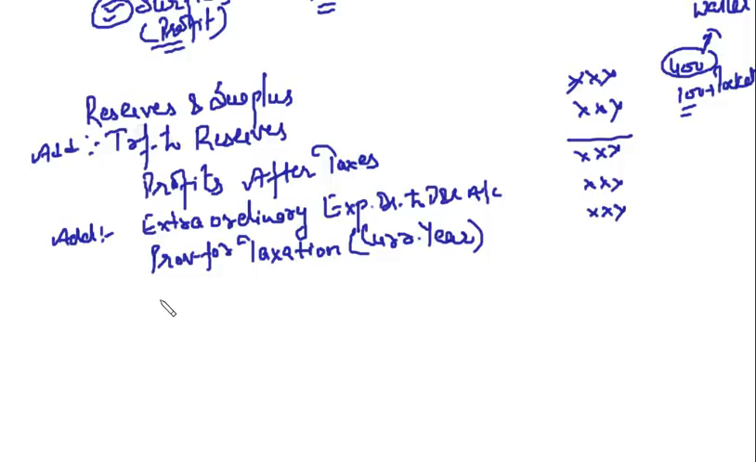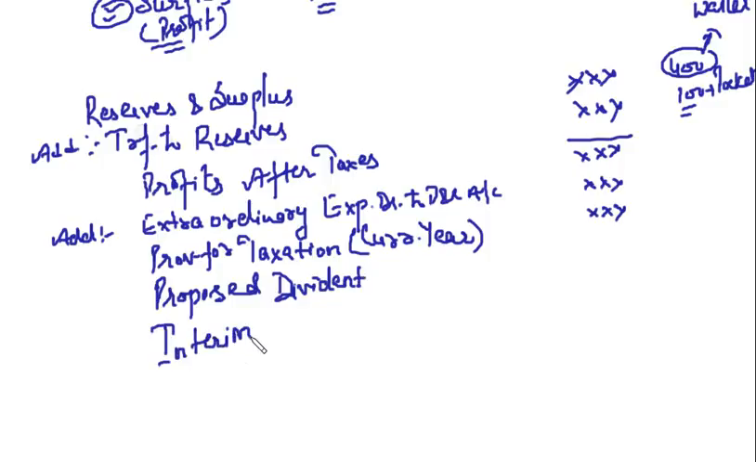Then I will add here two more things. One is proposed dividend, right, and interim dividend. Now, what is proposed dividend? To whom is the dividend payable? First of all, the dividend is paid to the shareholders of the company, and this dividend is paid out of the profits of the company.